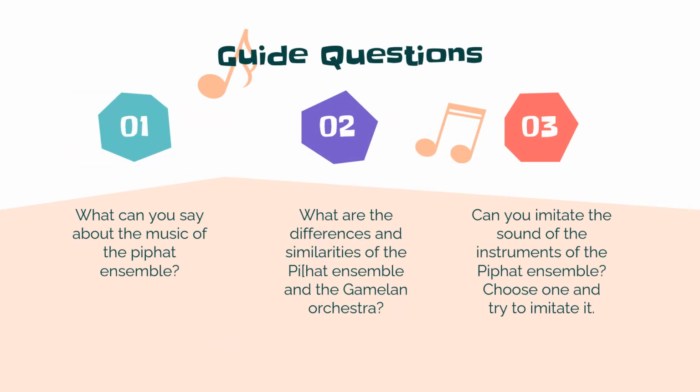Of course, after listening, I want you to answer these guide questions in your notebook. This would be task number 2. For number 1, what can you say about the music of the Pipat and Sam? Number 2, what are the differences and similarities of the Pipat and Sam and the Gamelan Orchestra? And number 3, I want you to imitate one instrument from the Pipat and Sam. As you imitate the sound of the instrument, I want you to record it, name the instrument, and send it through Messenger. That would be your task number 3.